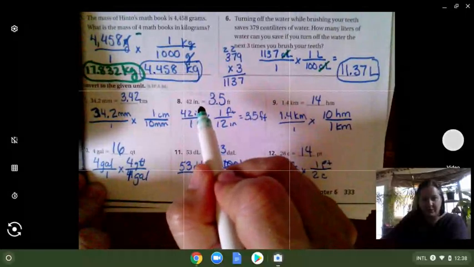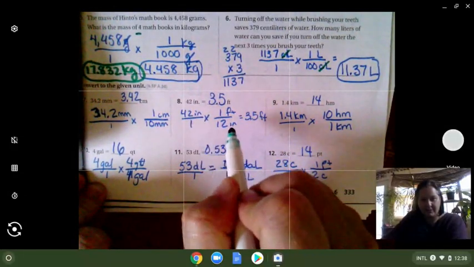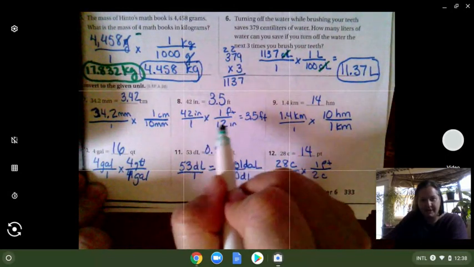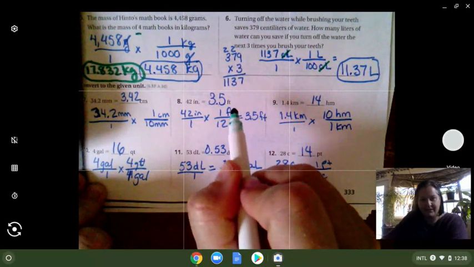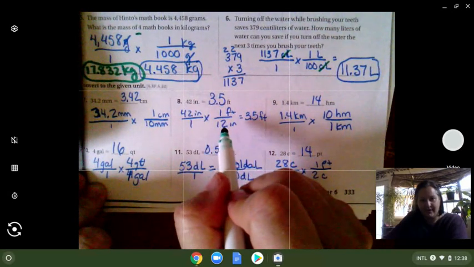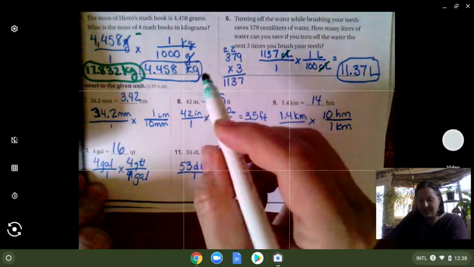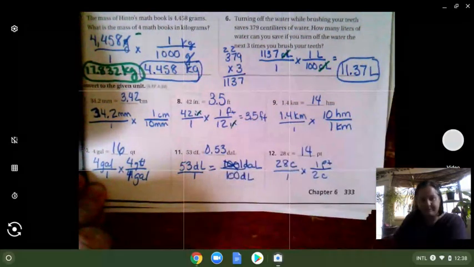Okay, here we start with 42 inches. That's what they give us, so that goes first. Next, we're going to change inches, so it has to be on a diagonal. Inches to feet. 12 inches in a foot, so it'll be 42 divided by 12 is 3.5 feet, because these inches are just going to cancel out.